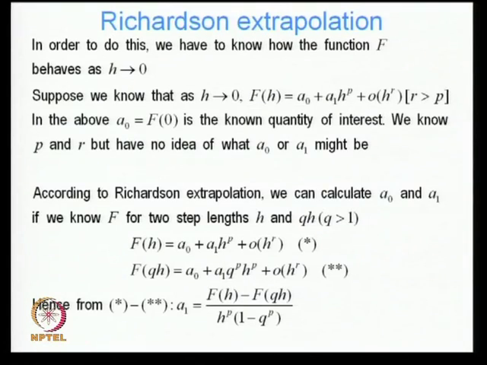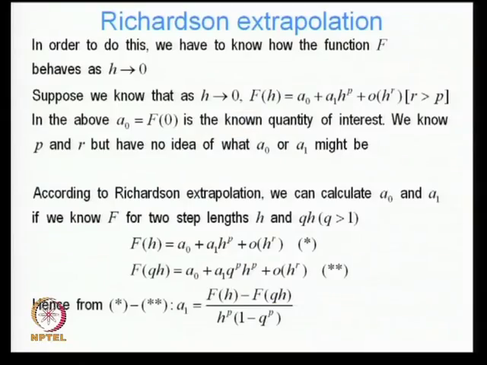So, basically I want to find out a0, because when h goes to 0, f of 0 is equal to a0. I do not know what a0 is. I have some idea of p and r, but I do not have any idea of what a0 and a1 are. I know that as my h becomes smaller and smaller, the function value changes as h to the power p. I have some idea of that factor p, but I do not know a0 and a1.